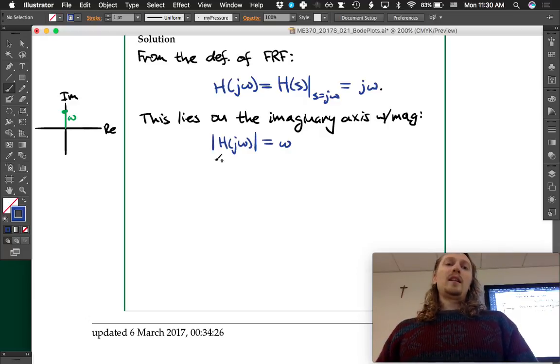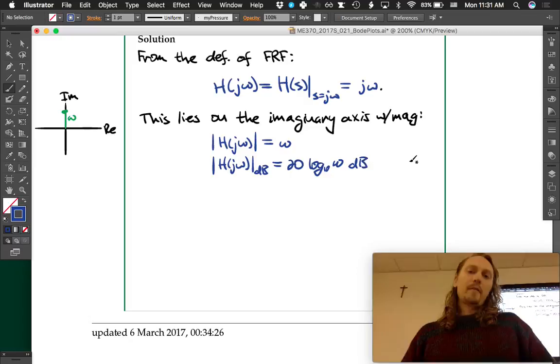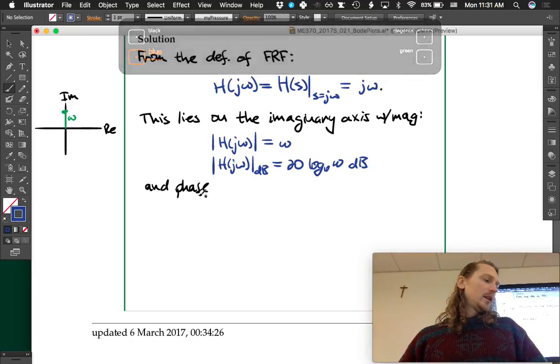Let's write it in dB. So we're going to plot it in dB. That's going to be equal to 20 log base 10 of omega, and we'll just put dB out here. Okay. Now, that's the magnitude, and it's going to have a phase as well.